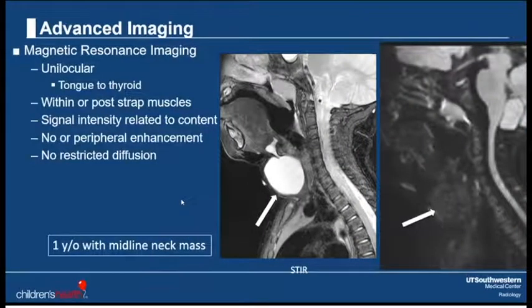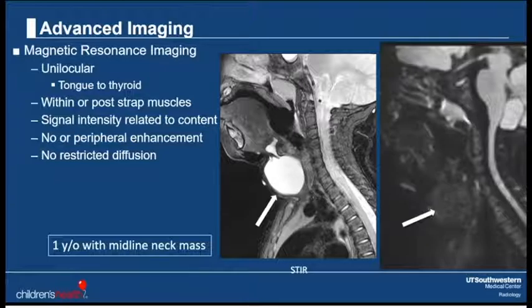MRI again tends to demonstrate a unilocular mass, can extend from the tongue to the thyroid, usually within or posterior to the strap muscles. Signal intensity again is related to content, and there's usually no or peripheral enhancement with the absence of infection, and no restricted diffusion.